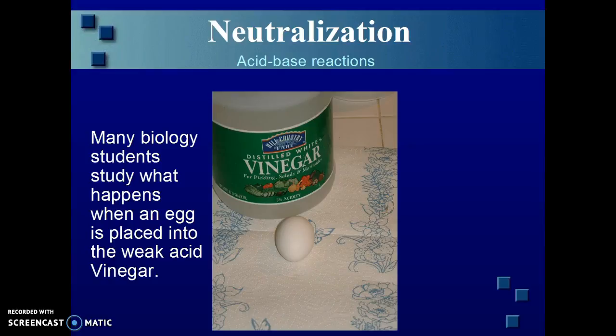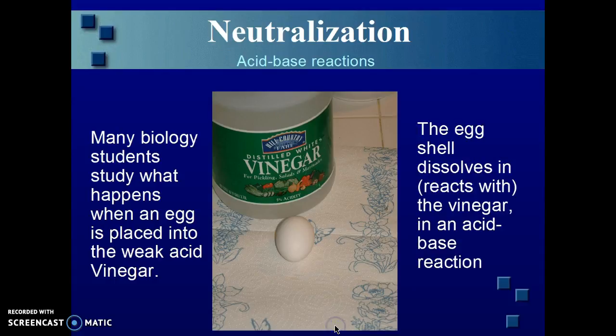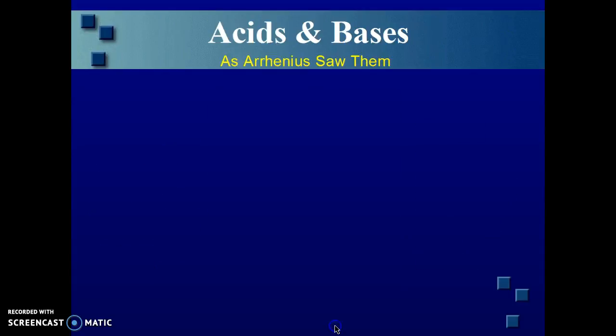We'll now look at neutralization, and specifically the acid-base reaction. Many biology students study what happens when an egg is placed into the weak acid vinegar. The acid is acetic acid. You may recall, the eggshell dissolves in, that is, reacts with the vinegar, and that's an acid-base reaction.